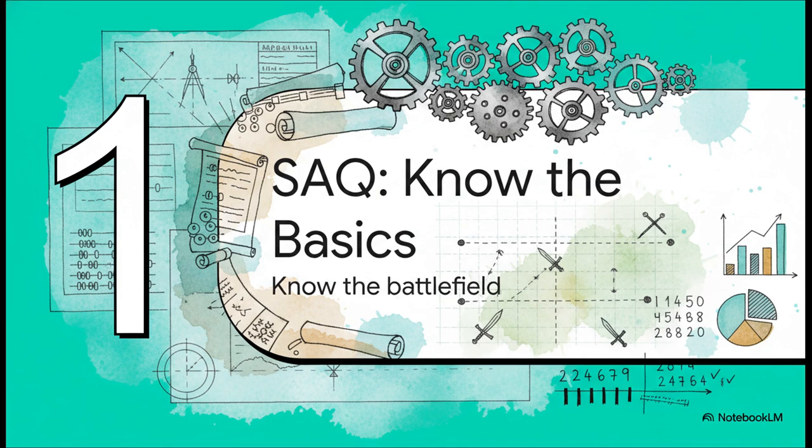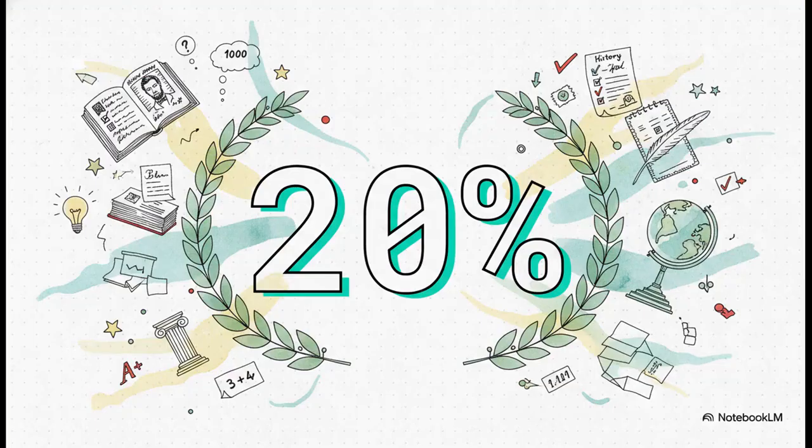Okay, let's dive in. To win any game, you have to know the rules. So let's break down the SAQ by the numbers. First up, this is a big one. The SAQ section is worth a whopping 20% of your total exam score. That is a huge chunk, which means getting good at this is non-negotiable if you want a top score.